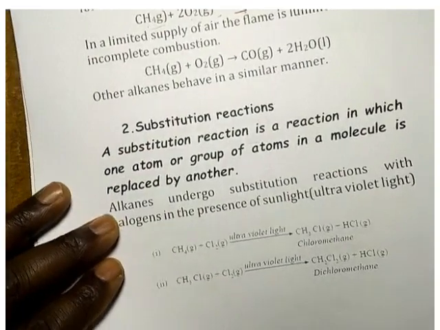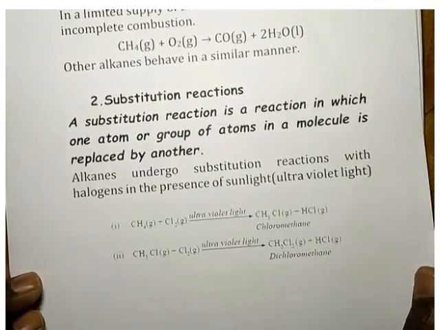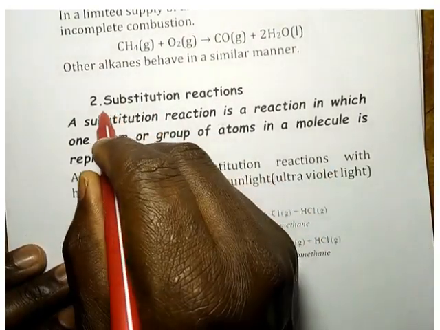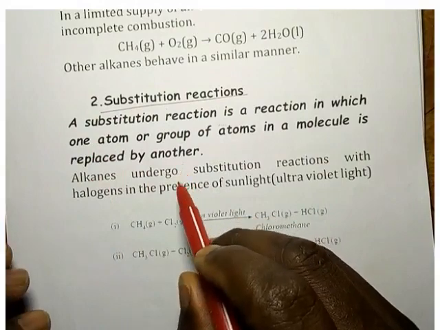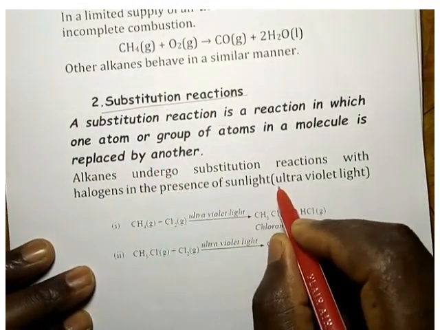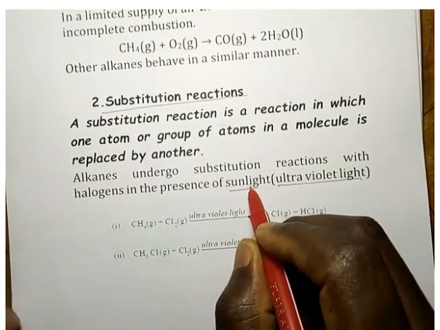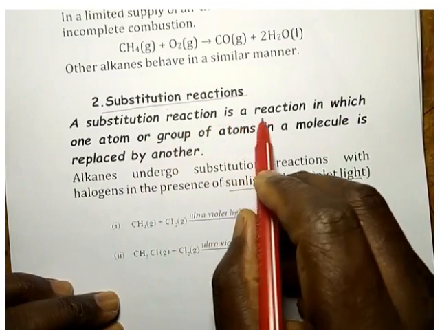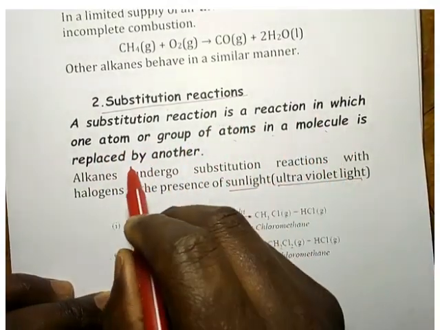Another chemical reaction that alkanes undergo, here we are going to use methane, is substitution. This reaction occurs only in the presence of ultraviolet light, that is, sunlight. Substitution is a reaction in which one atom or a group of atoms in a molecule is replaced.